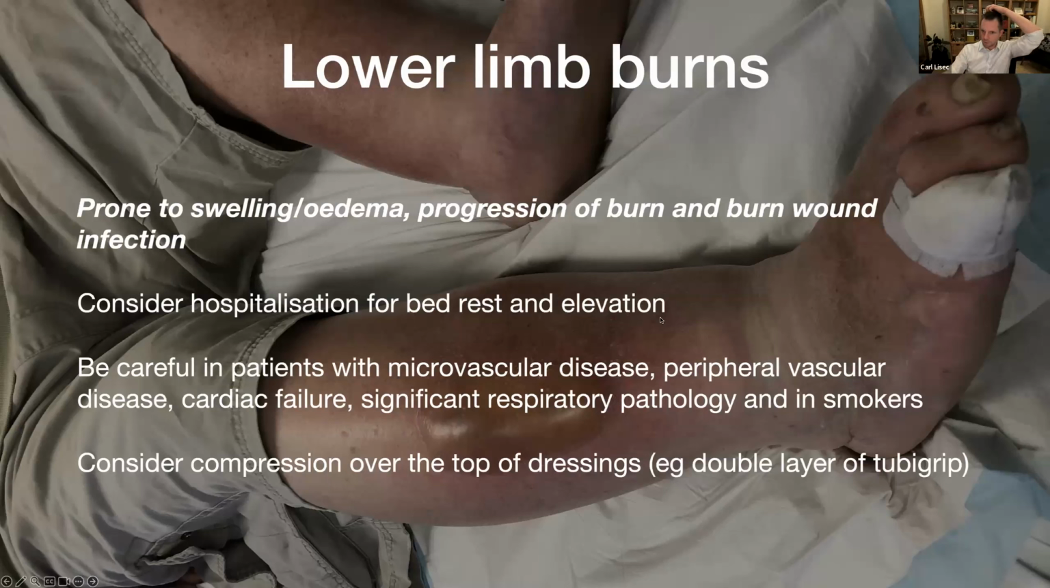And then lower limb burns. So these are, and I sort of talked a little bit about this earlier in the talk. Lower limb burns heal slower. They're prone to swelling, and they're particularly susceptible to burn wound progression, as well as infection. So we have a very low threshold in our unit to admit patients with burns on their lower limbs, particularly if they're older, if they've got comorbidities, such as all those things. And we always practice edema control right from the start. So rest, elevation, and compression bandaging.